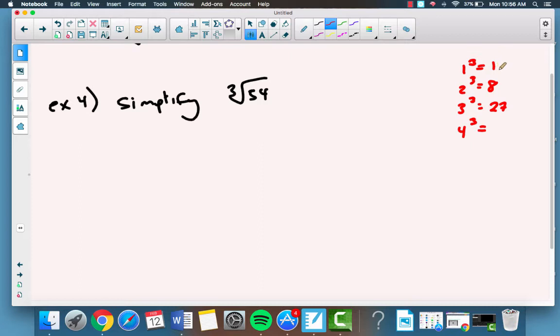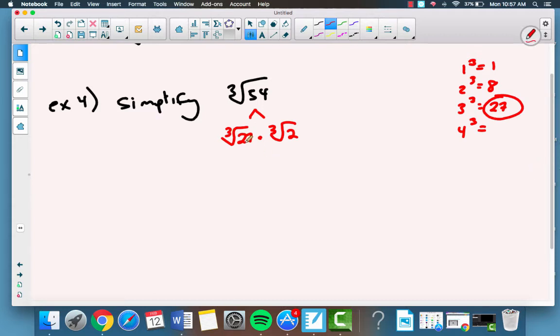So you want to see if any of these numbers, 1, 8, 27, etc., go into 54 evenly. Well, 27 does, so what we could do is break this up into the cube root of 27 times the cube root of what? Well, 27 times 2 gets us 54. So it's kind of like what we did with square roots, but now we're having to think of cube roots instead. And this works for fourth roots, fifth roots, etc.